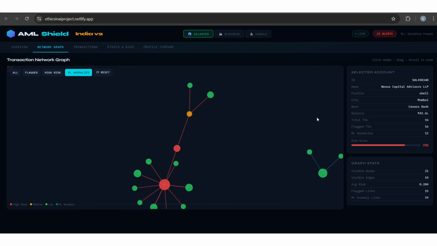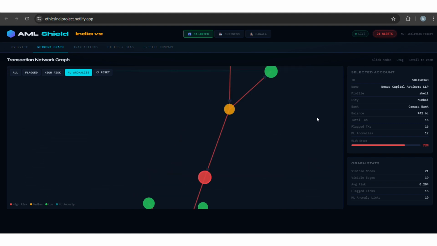The anomalies filter shows only transactions the isolation forest identified as statistically unusual. Note that this does not perfectly overlap with the rule-based flag set, particularly in the Hawala dataset. This is an important finding I will explain in the ethics tab. Now let's move on to the transaction tab.